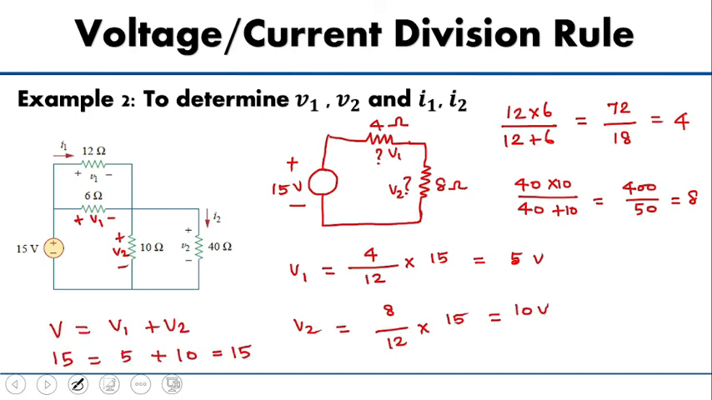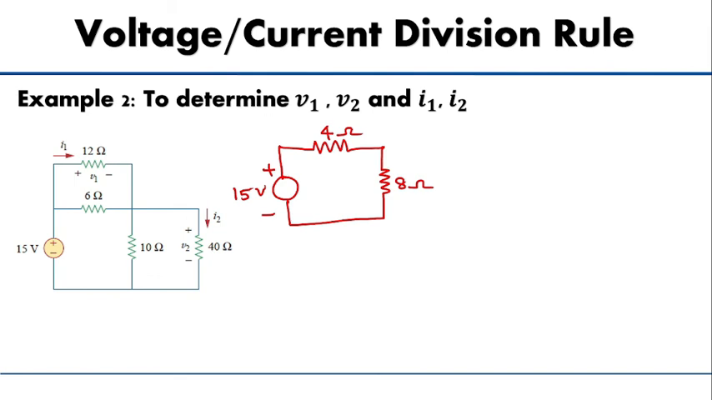The next step is to find the value of the current flowing through the 12 ohm resistor and the 40 ohm resistor. For that, we need to find the total current flowing from the circuit. Again, the reduced circuit we obtained is like this, and the current flowing in the circuit I is given by 10 divided by 8, which gives you 5 divided by 4. Therefore, the total current coming out of this circuit is 5 divided by 4.